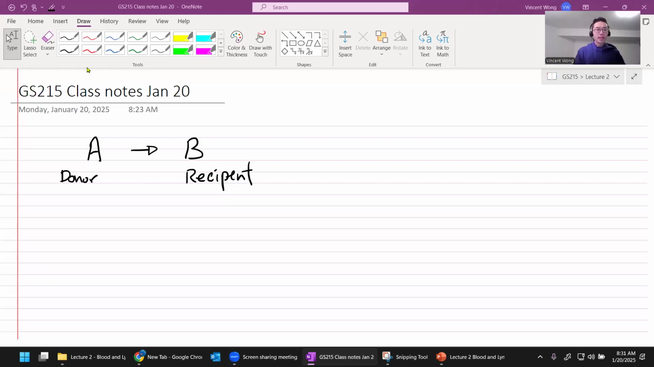And so we need to look at the antigens that are present on the donor's red cell. In this case, the person has type A blood, which means on the surface of the RBC, there will be type A antigen. Okay, these antigens are proteins, carbohydrates sometimes, and lipids that are found on the surface of the cell. And we have the A antigen right here in the donor cells.